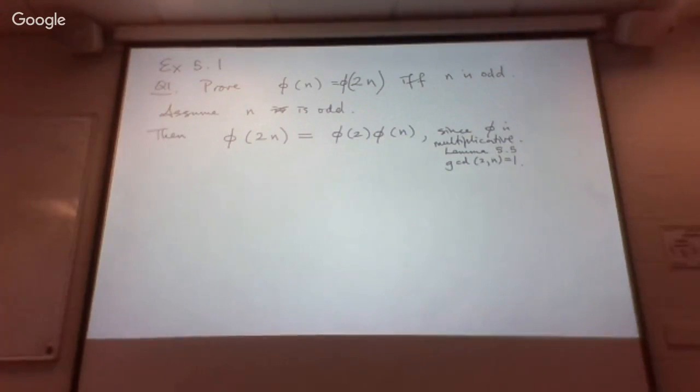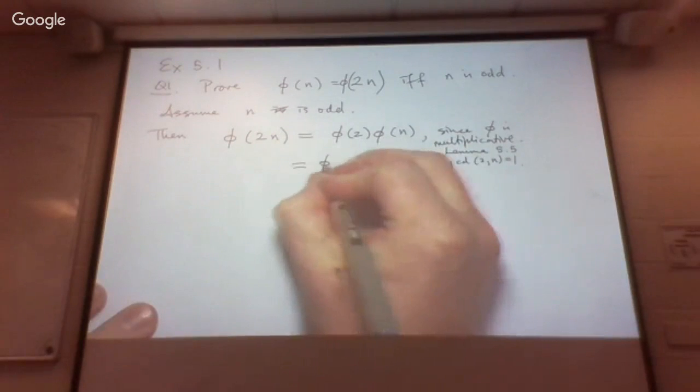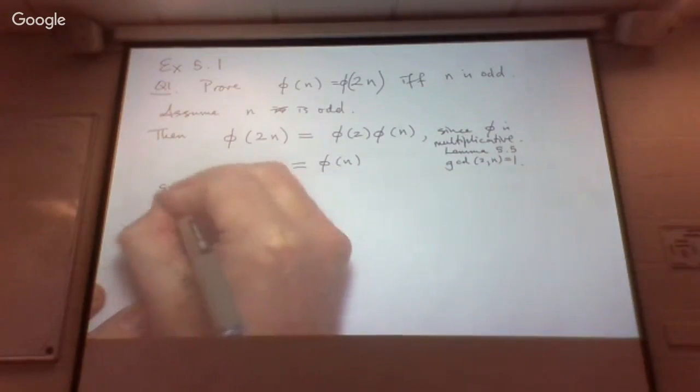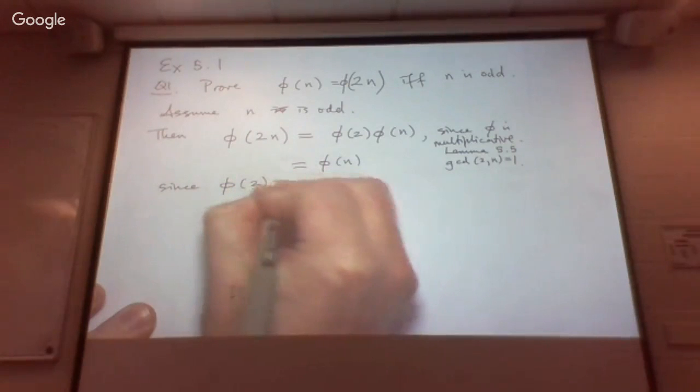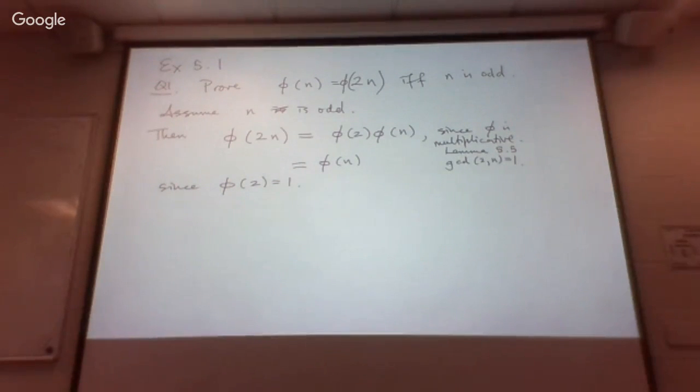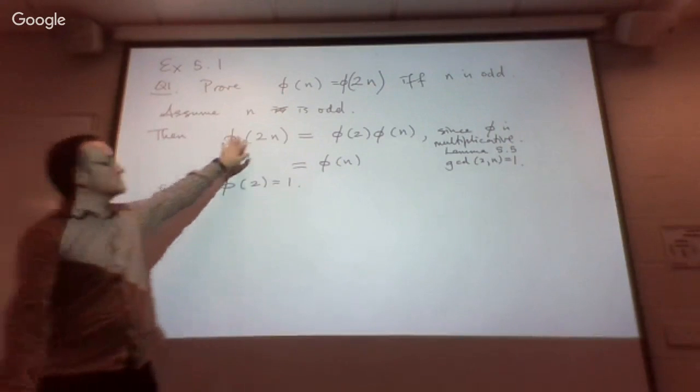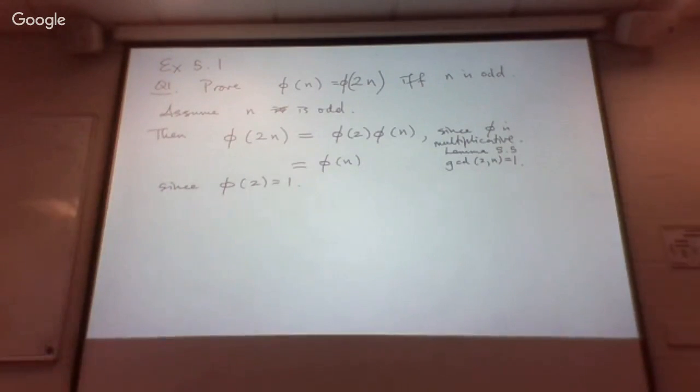What is the value of phi of 2? How many integers between 1 and 2 are co-prime to 2? There's only 2 things to test. 1 is certainly co-prime to 2. 2 is not. The greatest common divisor of 2 and 2 is 2, so it's not co-prime to itself. So this is equal to phi of n, since phi of 2 is 1, just directly from the definition of phi. Okay. So we certainly get one direction: if n is odd, then the equation phi of n equals phi of 2n is true.